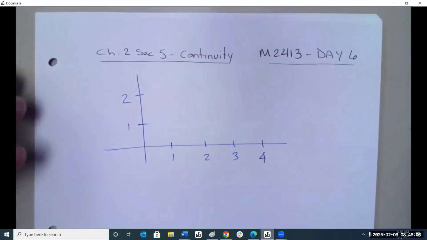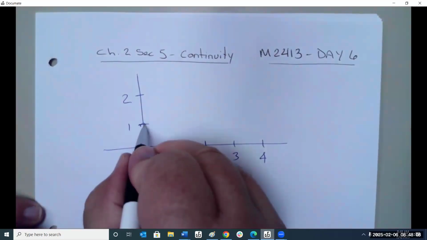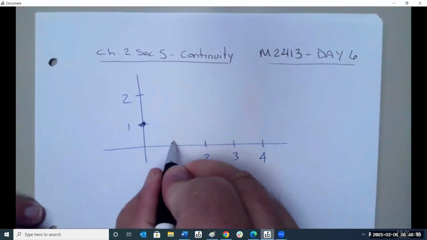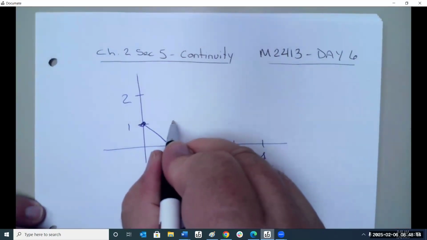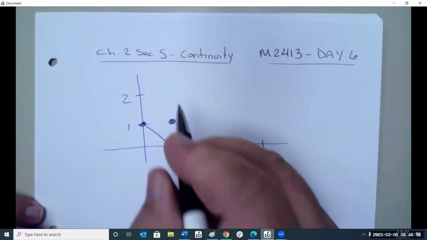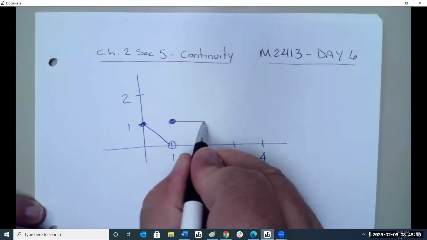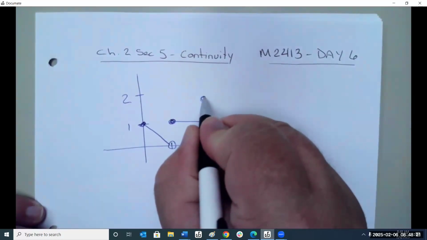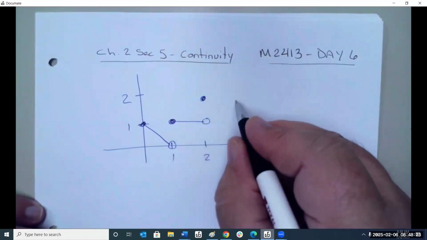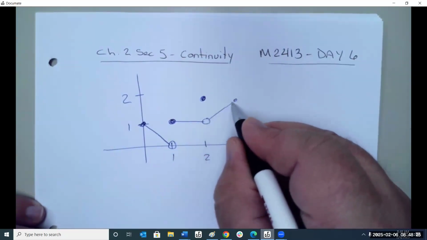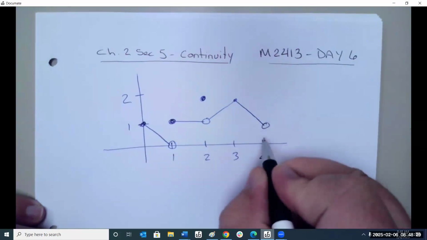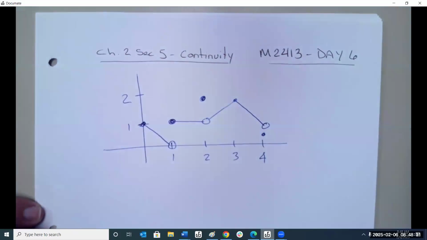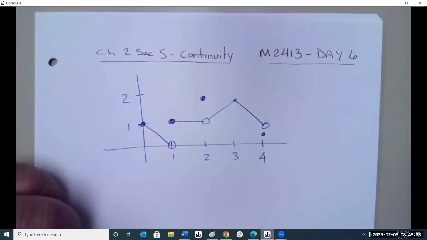So what does it mean if we had this graph? Let's talk about continuity.